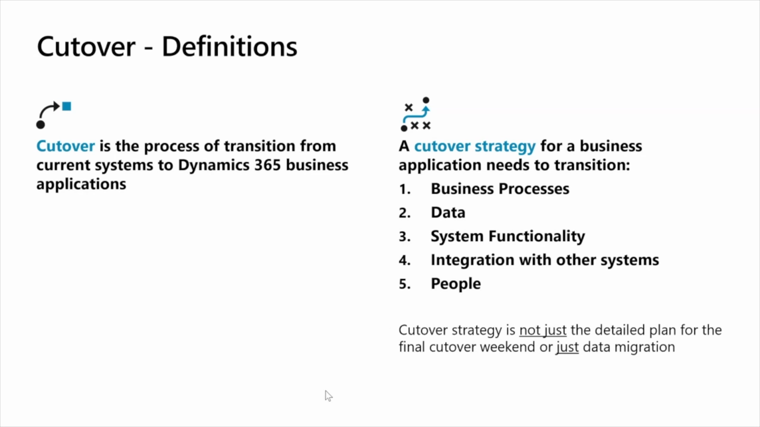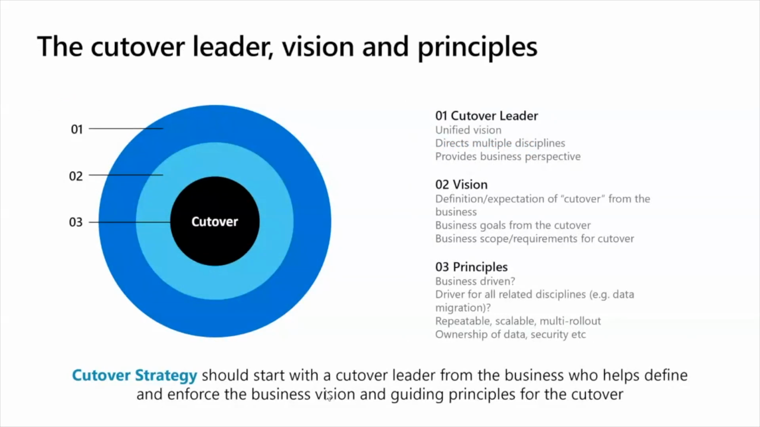So one of the things that we want to talk about is to say that cutover strategy is not just the detailed plan for the final cutover weekend or whatever your final shutdown period is, and it's not just data migration. And we're going to go through some of the other areas we think projects should be covering. So we're going to start with how do we put together the cutover strategy? What do we mean by that? What is there in addition to the kind of data migration requirements?